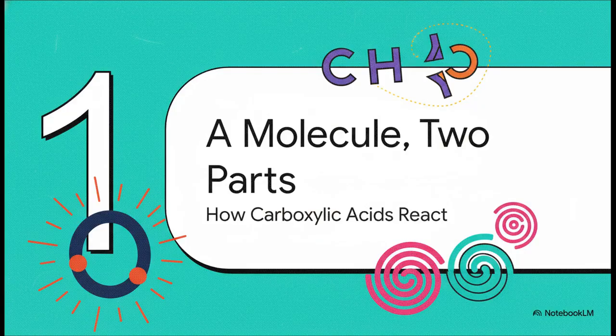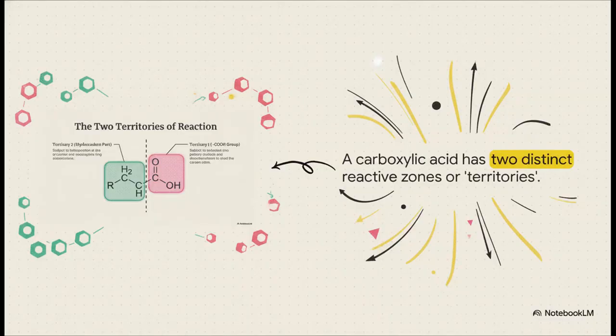So how do we even begin to make sense of all their different reactions? Well, the secret, and this is the absolute key to everything that follows, is to think of the molecules as having two distinct personalities, two different zones where all the action happens. This slide breaks it down for us perfectly. Just imagine splitting the molecule right in two.